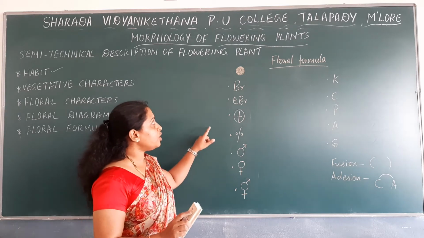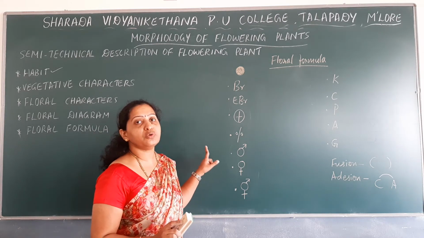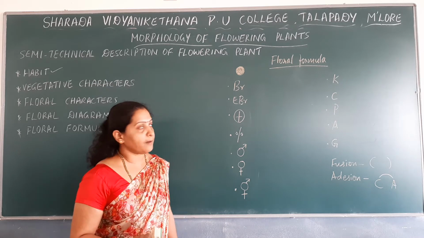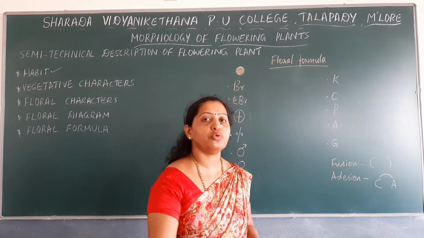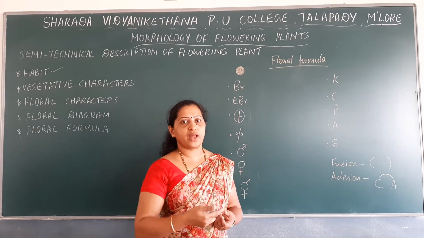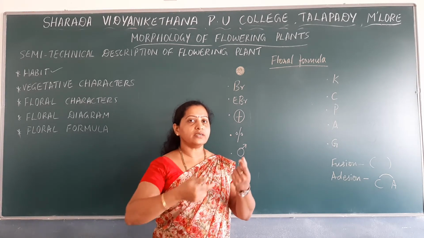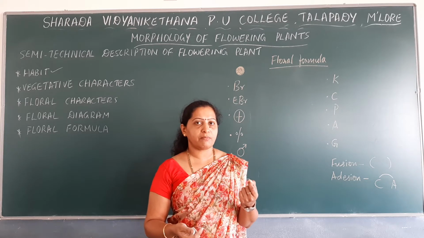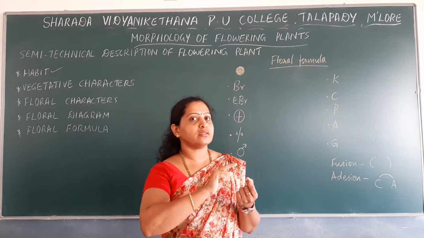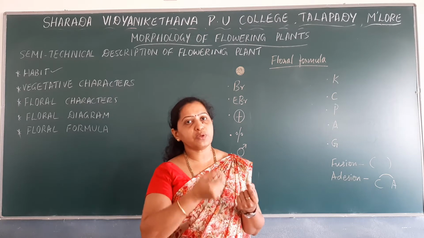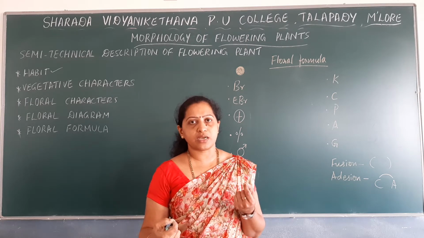So first we will note down the symbols that we use for the floral formula. Whenever you describe a flowering plant, usually we take a flowering twig of a plant having a flower in it, and by observing the characteristic features we note down the semi-technical description.